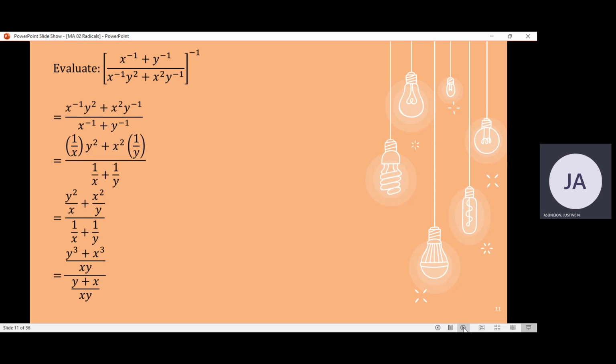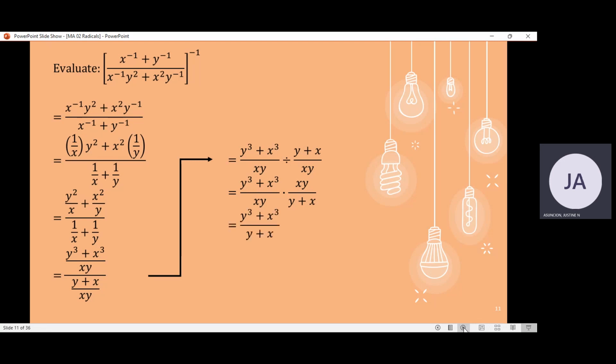Okay, so again, let's apply this in the complex fraction. Let's divide the numerator and the denominator. So all we need to do is to reciprocate the divisor here. So we have here xy over y plus x. Okay, so y cubed plus x cubed over xy times xy over y plus x. Okay, so as you can see here, we can eliminate xy because it is a common term for the numerator and the denominator. So simply y cubed plus x cubed all over y plus x.